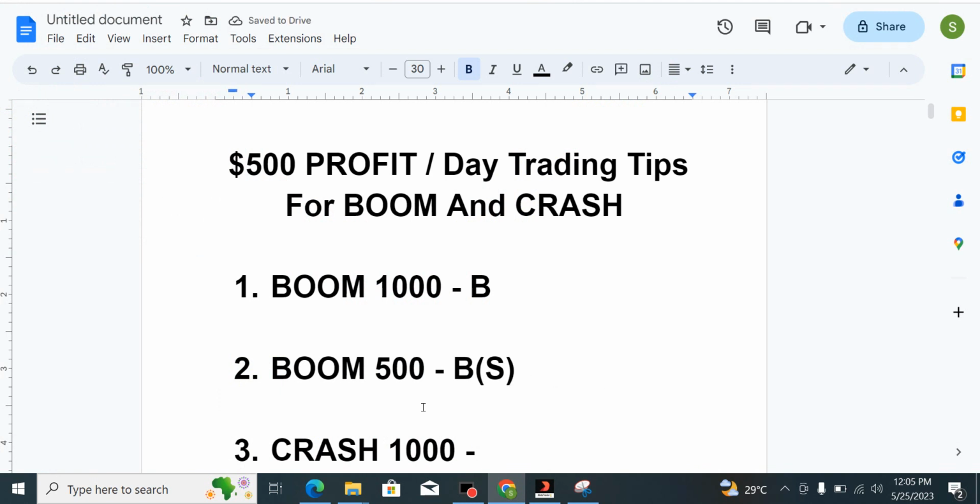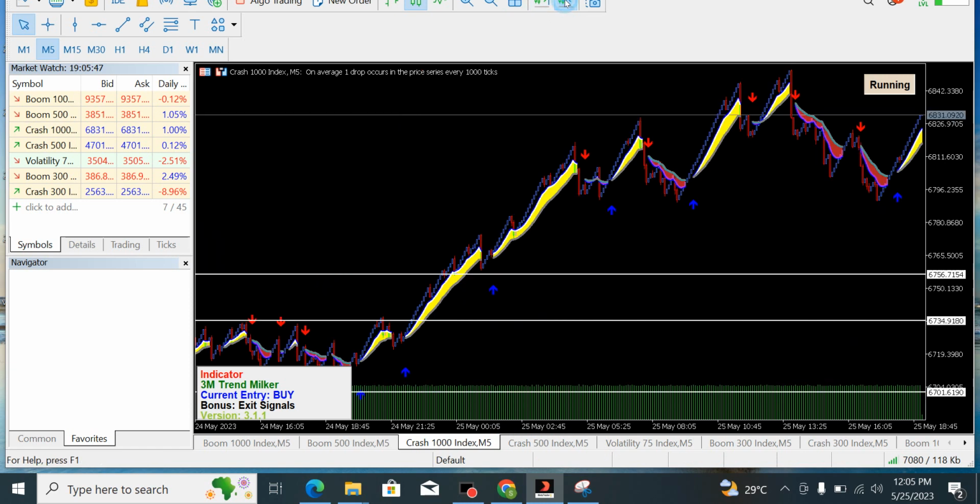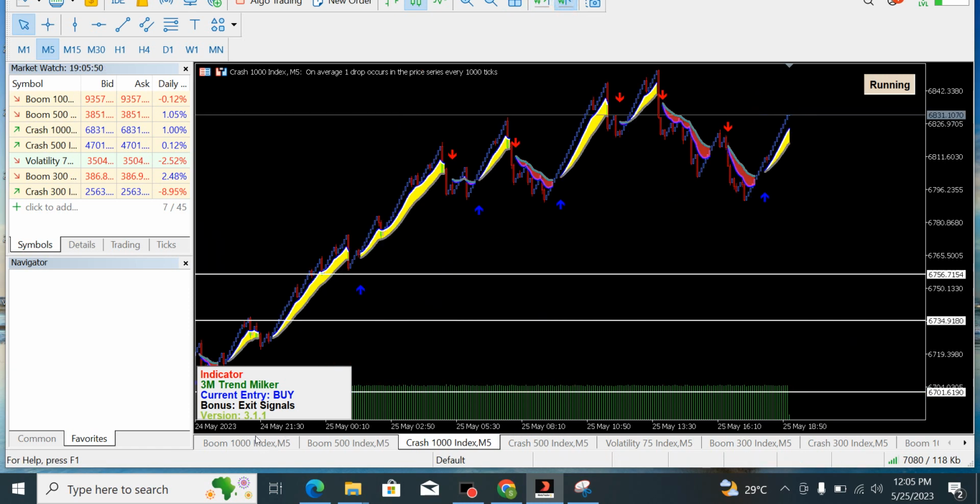Okay, so the next asset is going to be Crash 1000. Let's check it out right away. Okay guys, this is Crash 1000. This had been on uptrend for a very long time, got to this region, pull back, and of course it got to this same support zone, and it's buying again. Okay, to be trying out that resistance zone again.